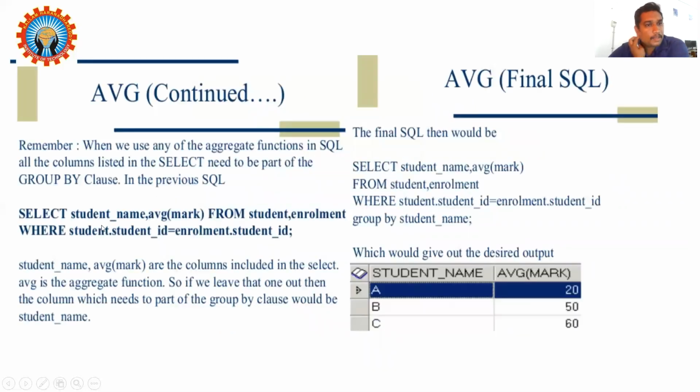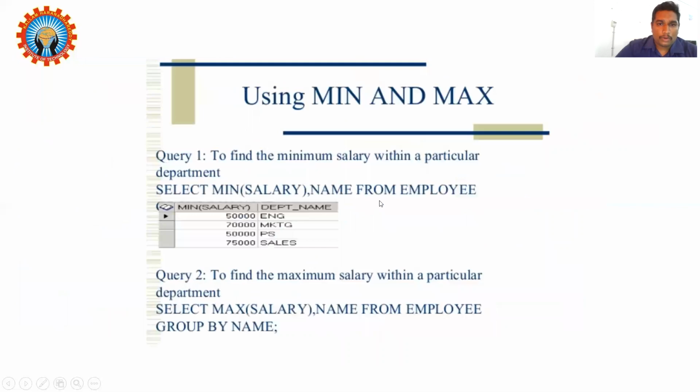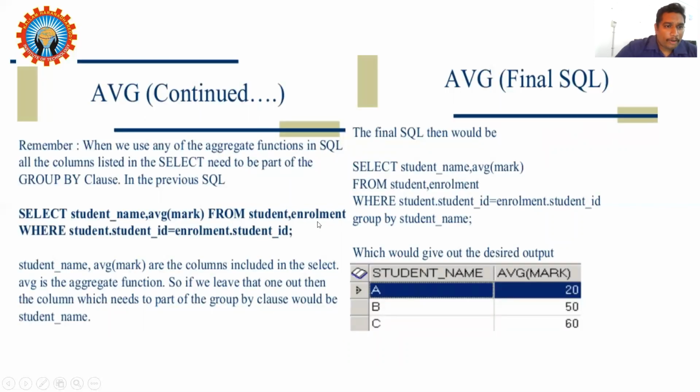Next, remember, when we use any of the aggregate functions in SQL, all the columns listed in the select need to be part of the group by clause. This is the condition where we use, for example: select student name, the aggregate function, from table name. We are taking enrollment where this equals 1, this is one relation and this is another relation.